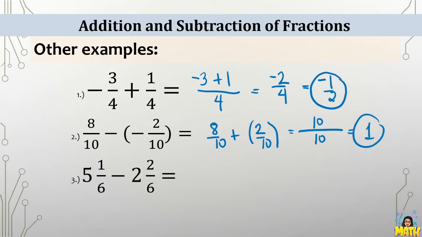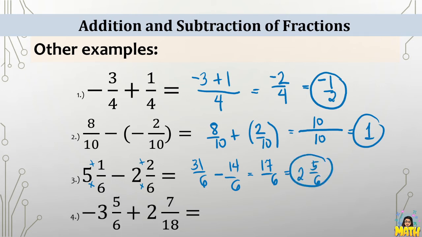Number 3, 5 and 1/6 minus 2 and 2/6. Kapag ganito, we can rewrite the fraction first into improper fraction. 6 times 5, 30 plus 1. This is 31 over 6 minus 6 times 2, 12 plus 2, 14 over 6. So here, 31 minus 14 is 17 over 6. This can also be written as 2 and 5 over 6.